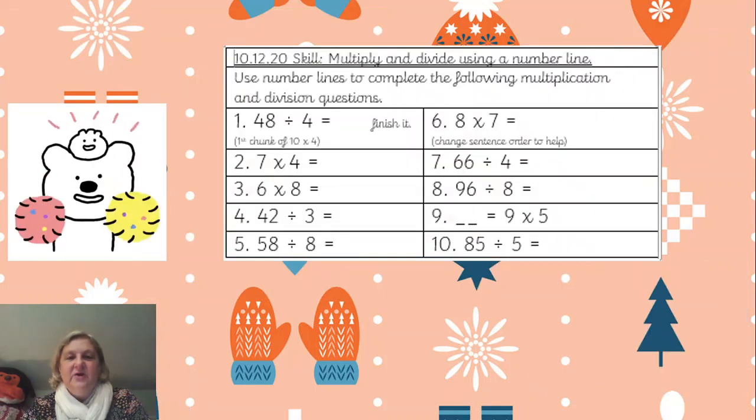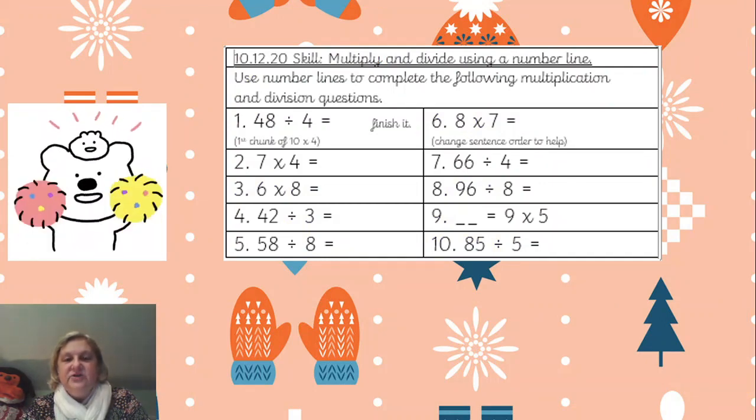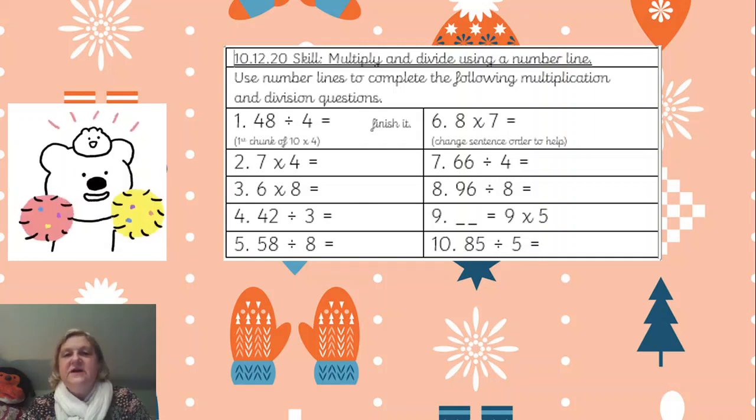And here we go. We've got the questions for you if you're not printing out the worksheet, and you can just do that on paper, and that works just as well.